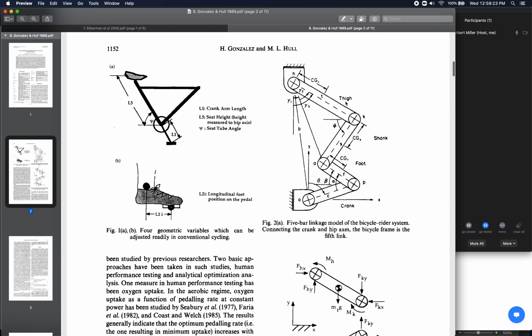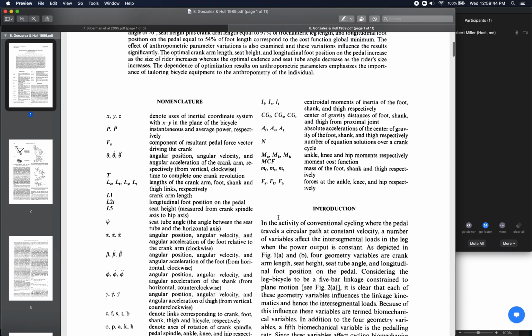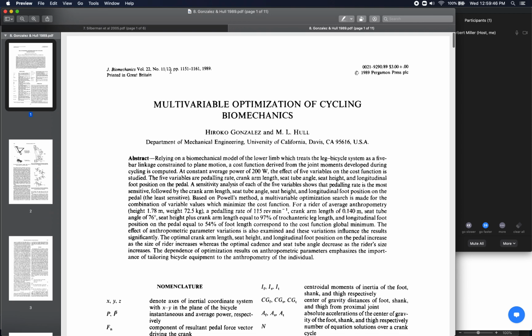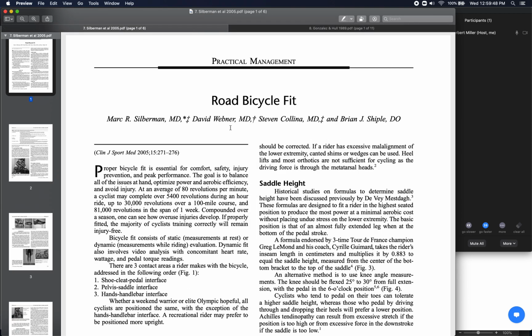and then we'd optimize the excitations of those muscles to get the simulated rider to turn the crank in a way that minimized metabolic cost or various other performance factors in cycling. So optimizing the pedaling biomechanics of the rider for a particular performance-related goal. This study blends that approach with the bicycle fit approach described in the previous reading, the Silberman et al. reading on road bicycle fit.